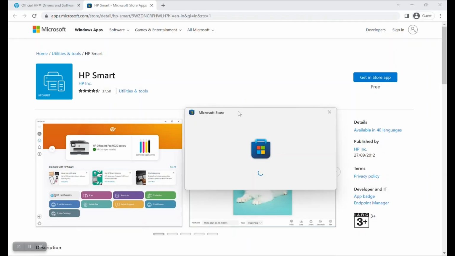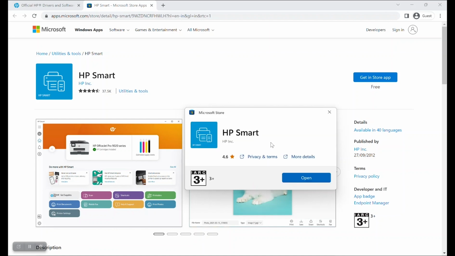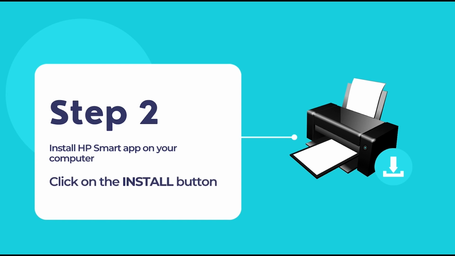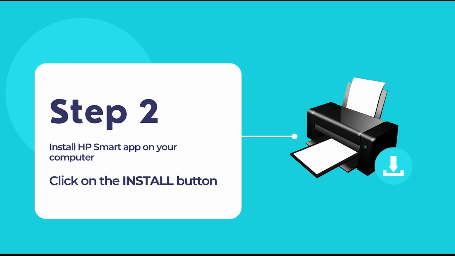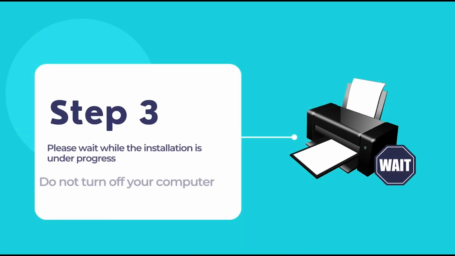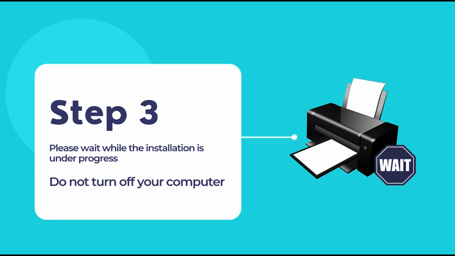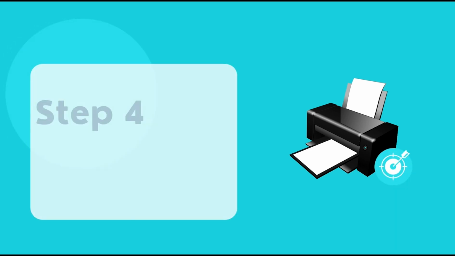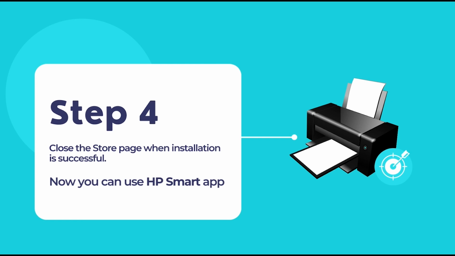Now, the Microsoft Store page will open in your local computer and take you to the HP Smart app page. Click on the Install button to install HP Smart on your computer. HP Smart will now install on your computer. Please allow some time for the process to finish. That is it. Now HP Smart should be downloaded and installed on your computer.